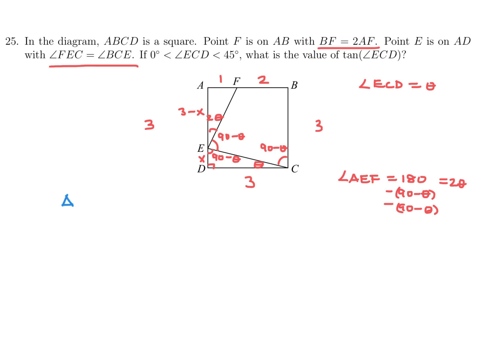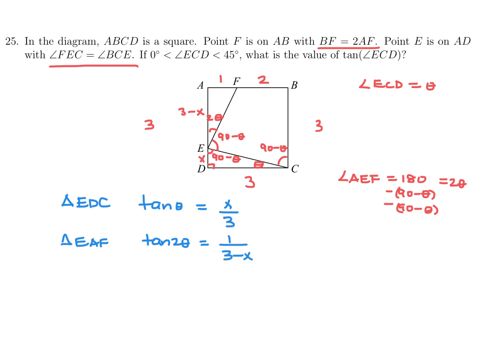So in the triangle EDC, the tan of theta would be opposite over adjacent, right? So x over 3. And then in the triangle EAF, the tan of 2 theta would be opposite over adjacent, which is 2 over 3 minus x.